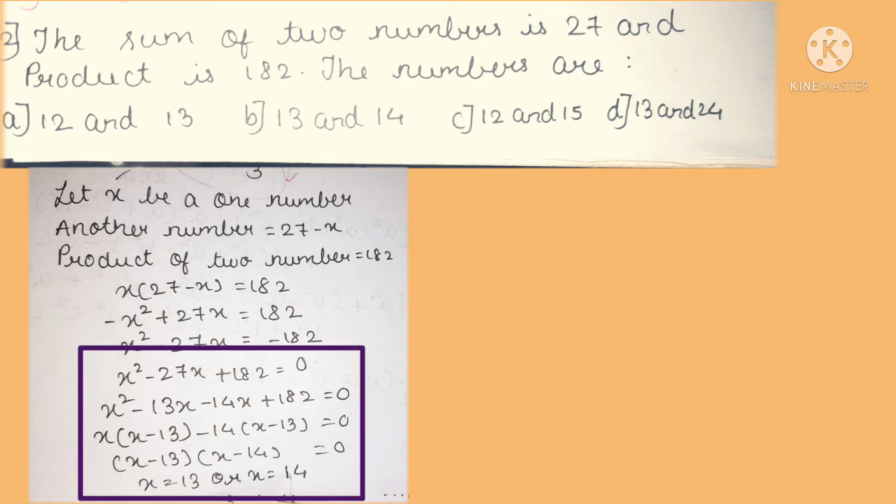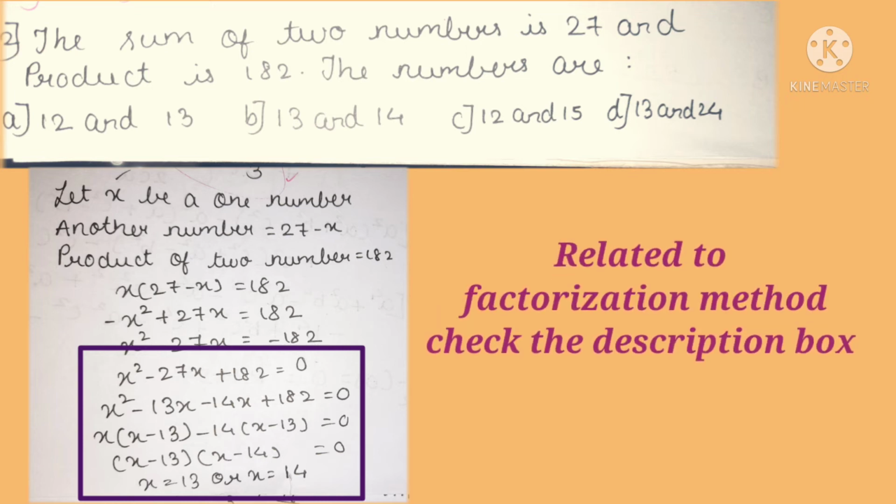Okay, over here we need to find the factors of it. With the factorization method we can do it, or with completing the square, anything, but I have done it with the factorization method. I've just shown over here x square minus 13x minus 14x plus 182, in which minus 13 into minus 14 is nothing but plus 182, and minus 13 minus 14 is nothing but minus 27.